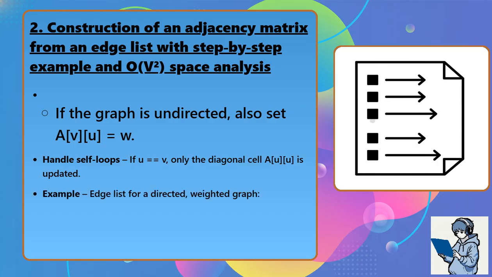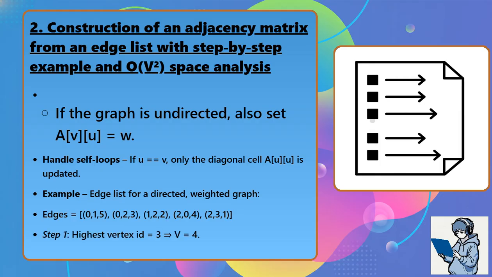Example edge list for a directed weighted graph. Edges equals [(0, 1, 5), (0, 2, 3), (1, 2, 2), (2, 0, 4), (2, 3, 1)]. Step 1: highest vertex identifier equals 3, implies v equals 4. Step 2: create a 4 times 4 matrix of zeros.